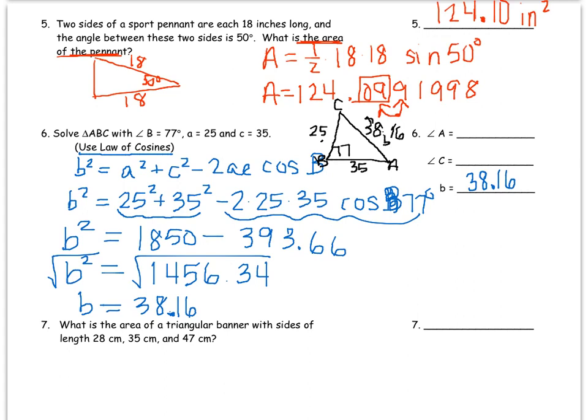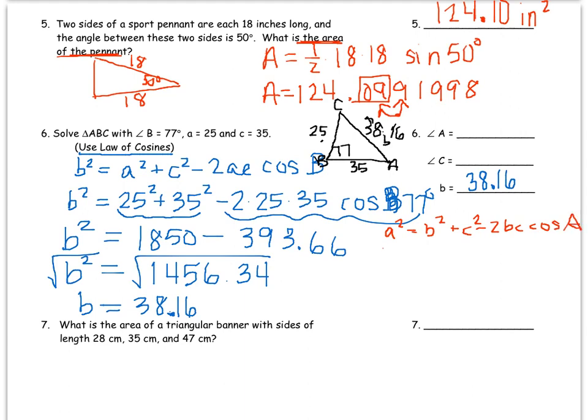So now I know one of my angles. I still need to know another angle. So let's find angle A. If I want to find angle A, I'm still going to use my law of cosines, but I'm going to use the law of cosines that's got angle A in it so that I can find my angle A. So the law of cosines with cosine of A is: A squared equals B squared plus C squared minus 2BC cosine of A.